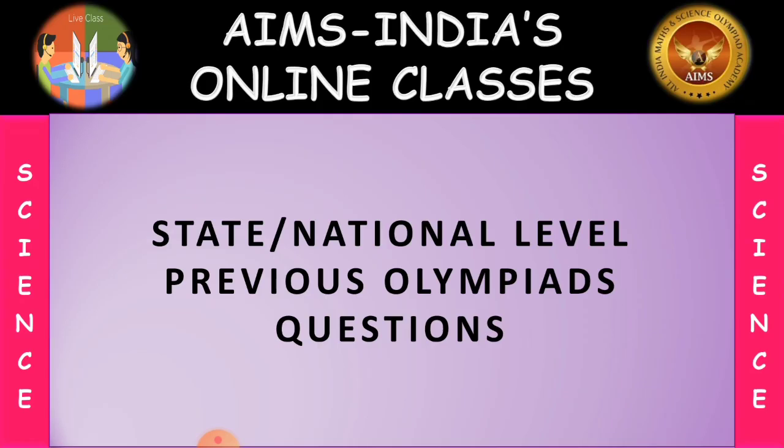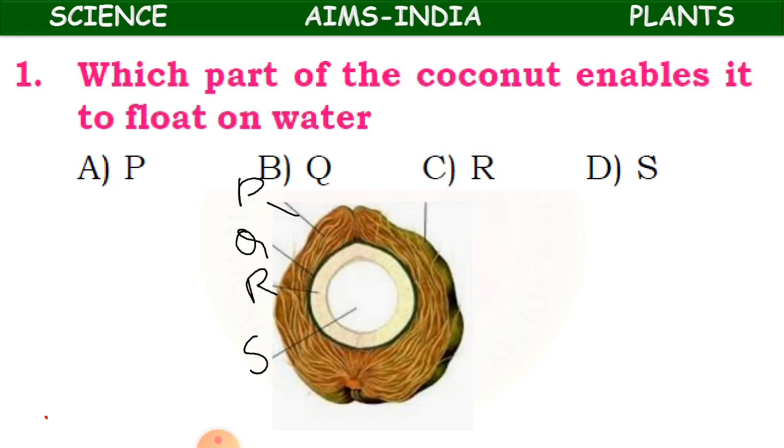Okay children, so let us start with the first question here. Which part of the coconut enables it to float on water? Clear children, like we learnt that coconut can float on water, in the dispersal of seeds. When we were talking about the dispersal of seeds, we learnt that even coconut can be reproduced by dispersal of seed through water, through floating on water.